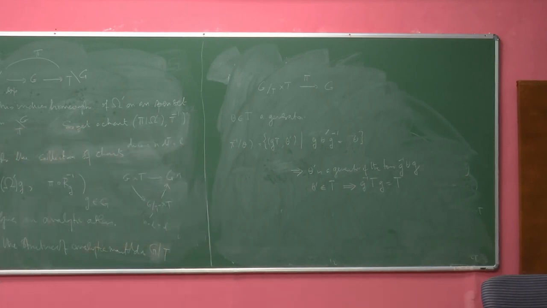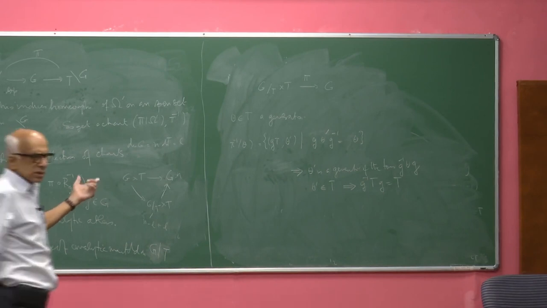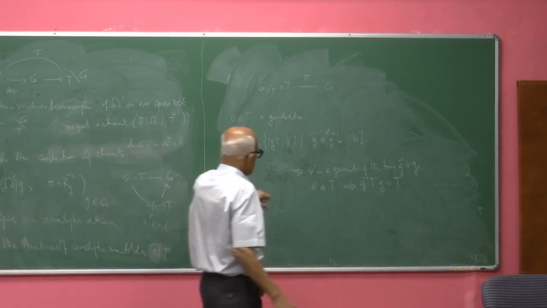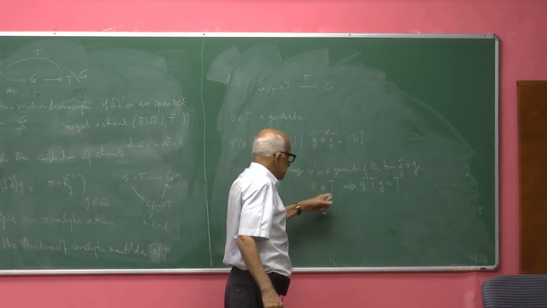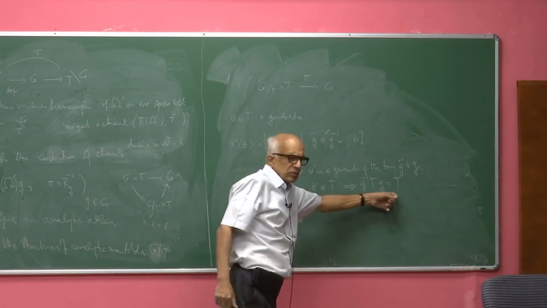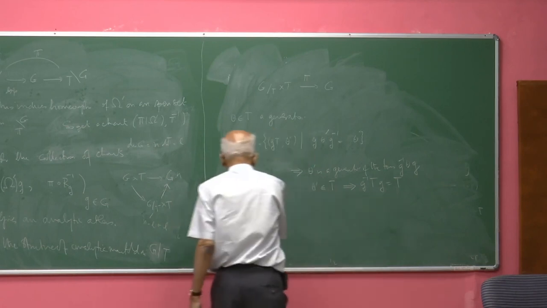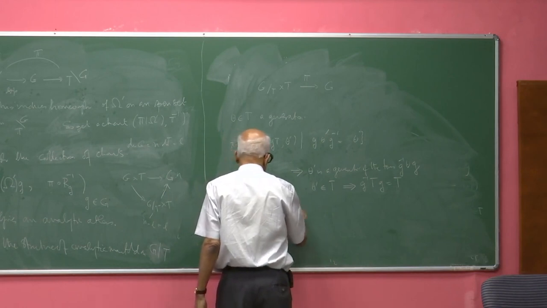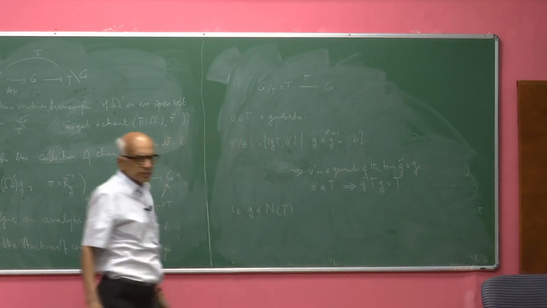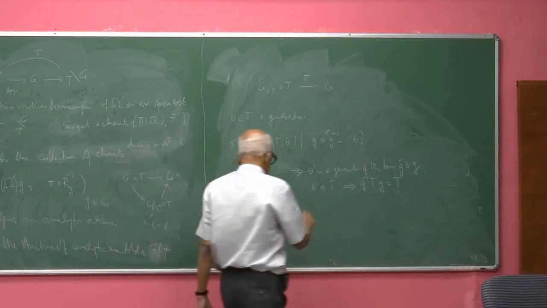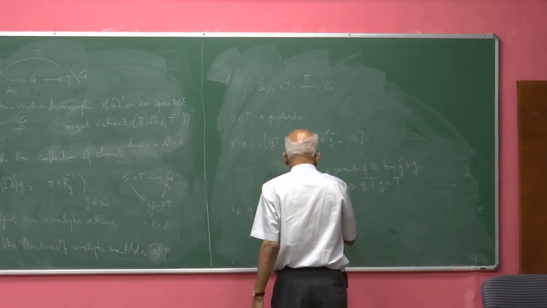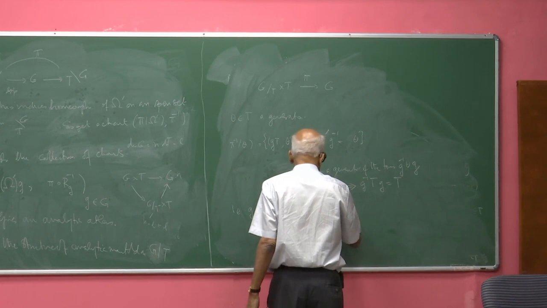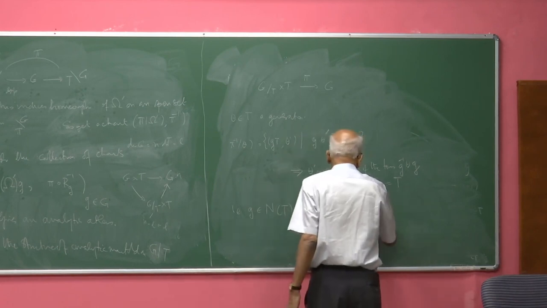Is that clear? Okay. You have necessarily G inverse T G equal to T. That is, G must be in the normalizer of T. And we have seen that N(T) by T is a finite group.